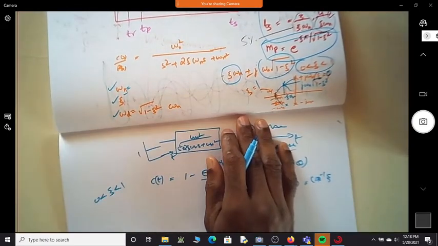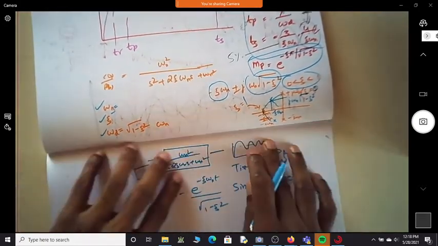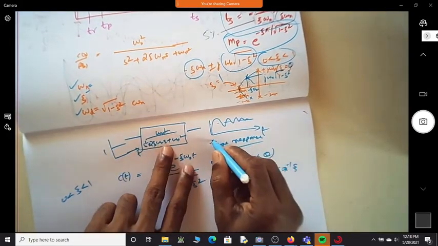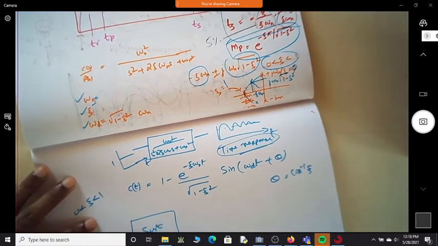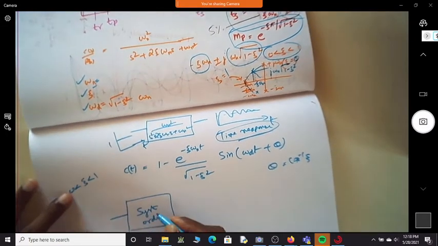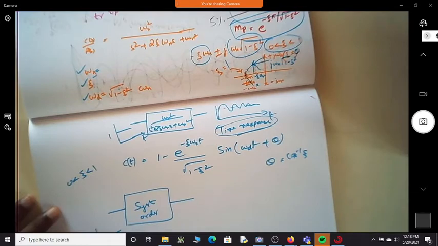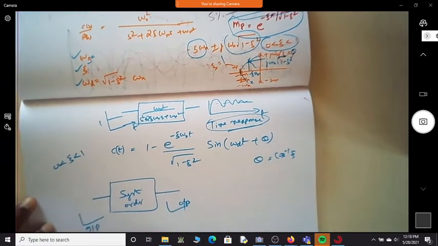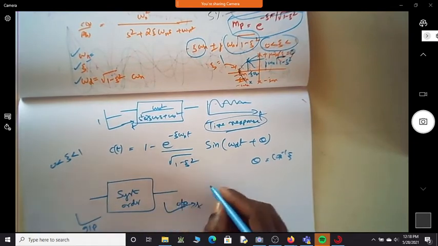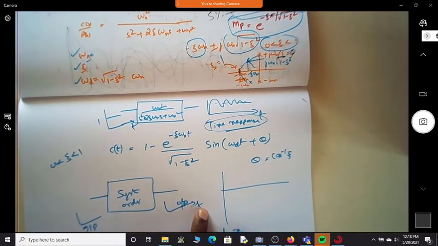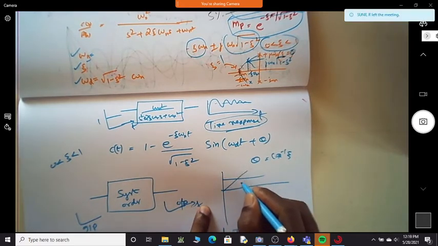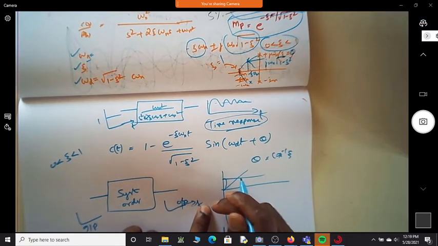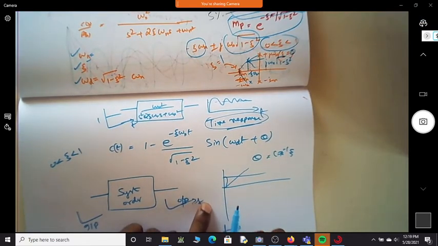Just to move on with one more time response concept. Assume that you have a system of a certain order, and you have an input given here and an output, with respect to time. Assume that at t equal to 0 you apply some input. It can be a step input, a ramp input, or a unit impulse. These are all called standard test inputs.